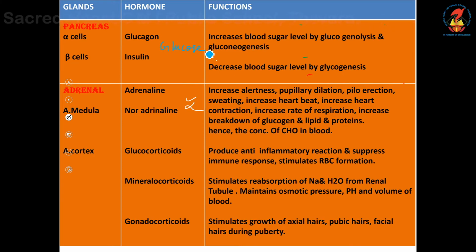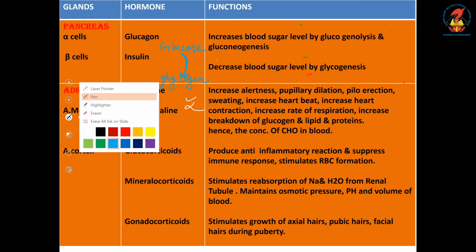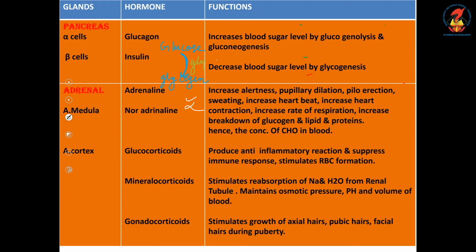The glucose of our blood is converted to a substance called glycogen and is stored in the liver. This process by which the glucose is converted to glycogen is called glycogenesis. And this conversion of glucose to glycogen is brought about by insulin. Clear? Is this side clear?